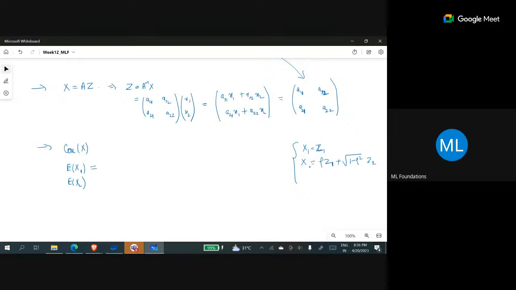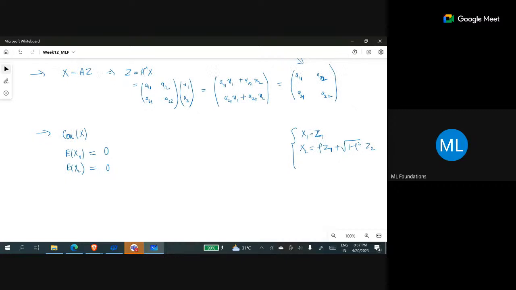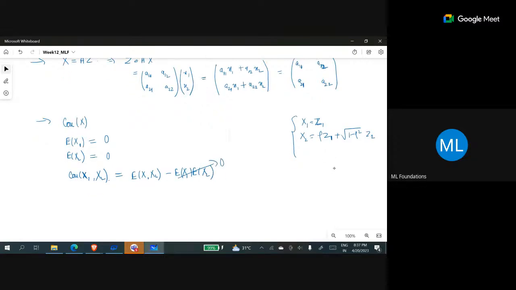So what is the expected value of x1? It is just the expected value of z1, so it is just 0. Expected value of x2 is rho times the expected value of z1, which is 0, plus the second term, so this also comes out to be 0. Now, for covariance of x1 and x2, what is the formula? It is the expected value of x1 x2 minus the expected value of x1 times the expected value of x2. So this is going to turn out to be 0, so it is just the expected value of x1 x2.